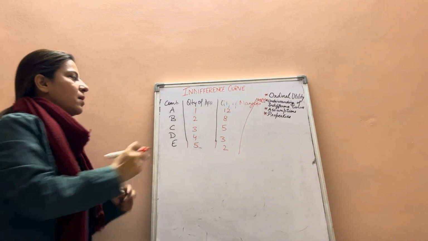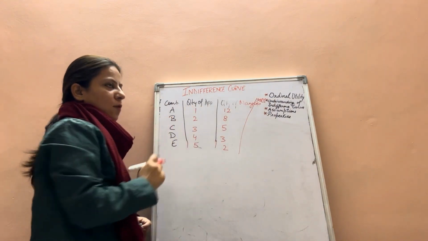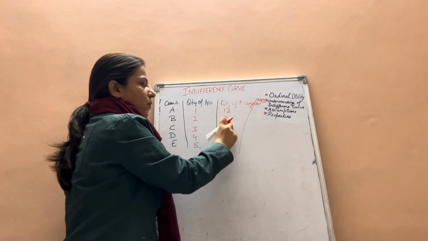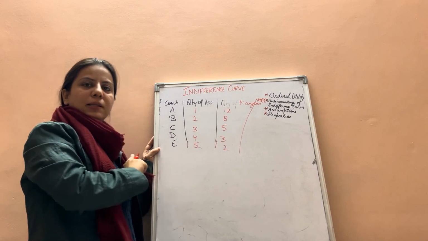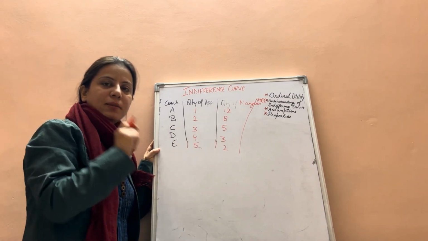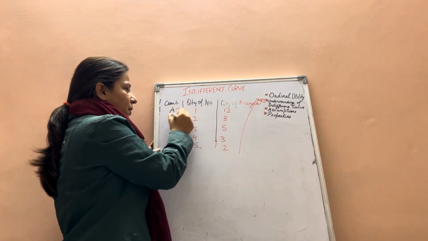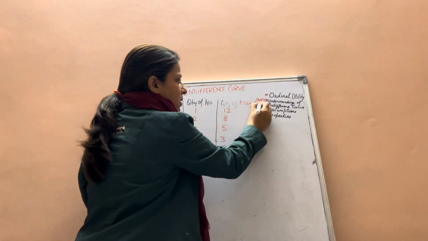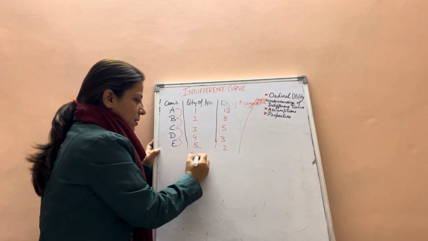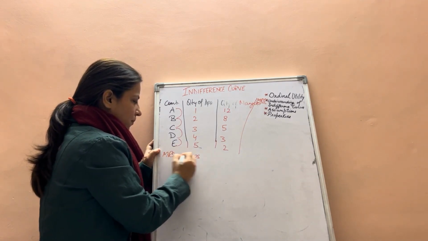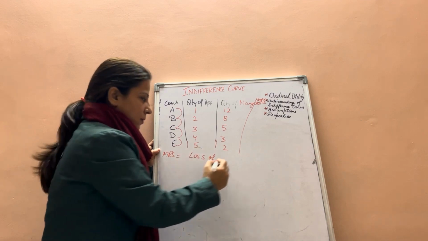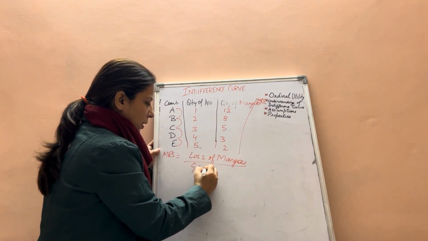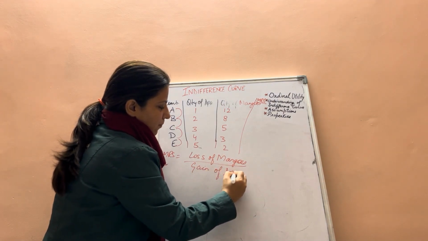What we are doing here is consumer is increasing the quantities of one commodity, that is apple, and he is sacrificing some units of mangoes so as to get the same level of satisfaction. That is why he is indifferent among these combinations. Now what is marginal rate of substitution? It is the loss of one commodity, here we are having loss of mangoes, sacrifice of mangoes to gain of apples.